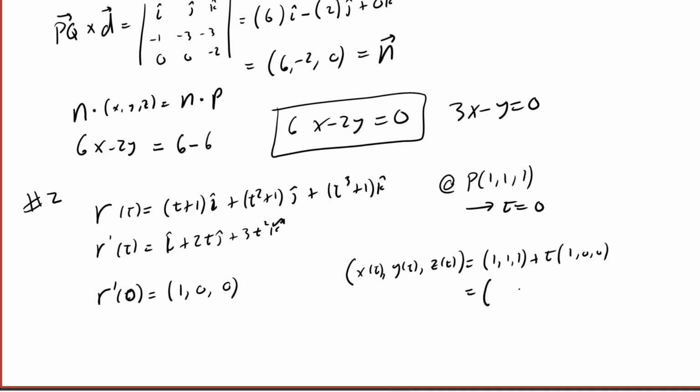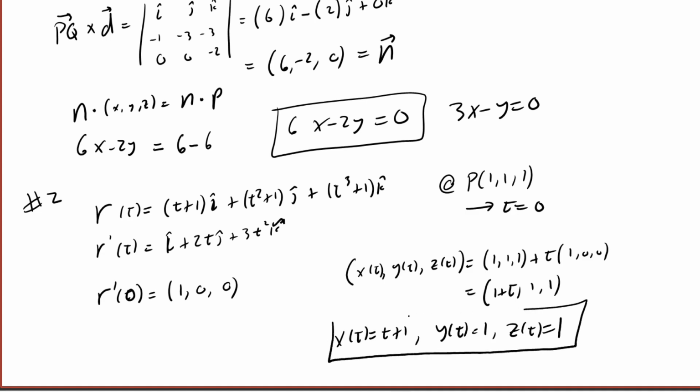So I want to distribute this, so I have 1 plus t, 1, 1. And I would go ahead and write them as separate. So I have x of t equals t plus 1, y of t equals 1, z of t equals 1. And that's my answer. You might be able to get away with this answer, but I don't know what kind of grading scheme will be used.